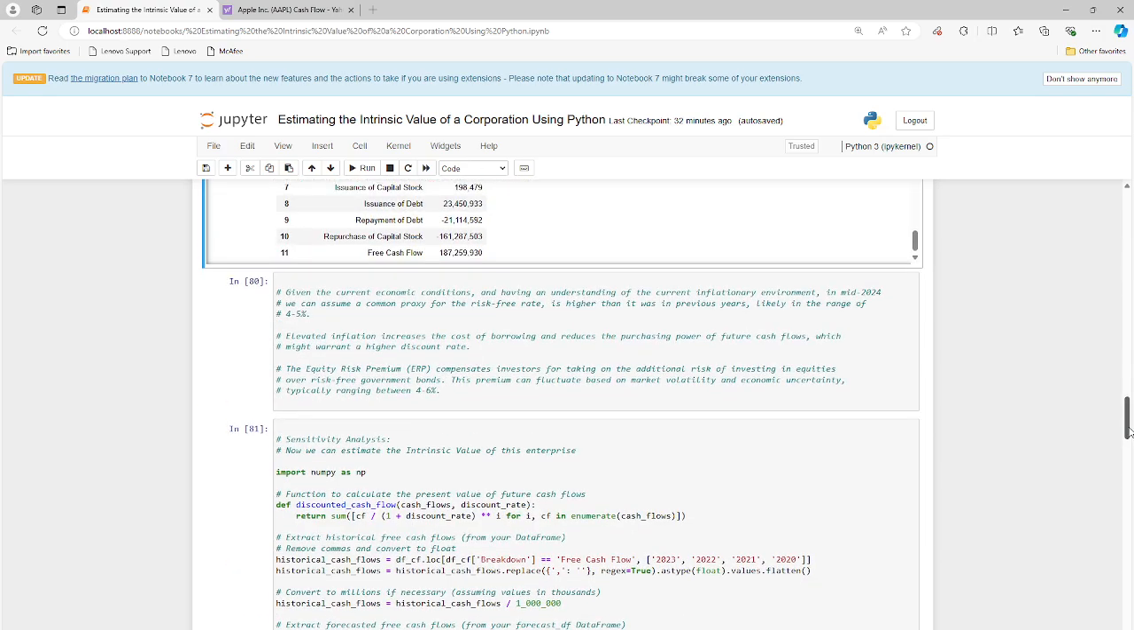Okay, so now we have our forecast, right? We have to generate. We have to make some assumptions based on the risk-free rate. Now the risk-free rate tends to be a little bit higher than it was a few years ago due to the current economic conditions and the higher interest rate that we see in the economy.